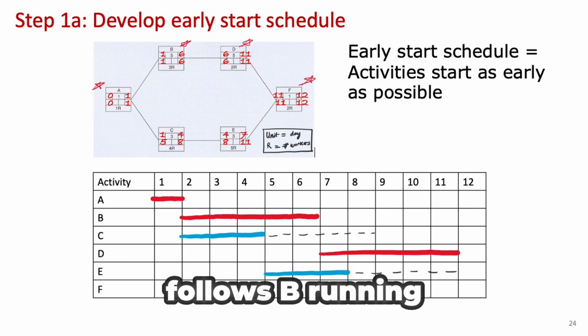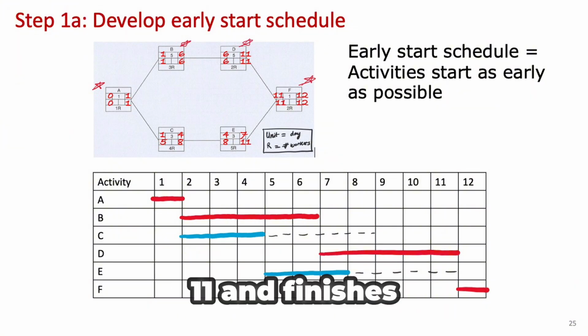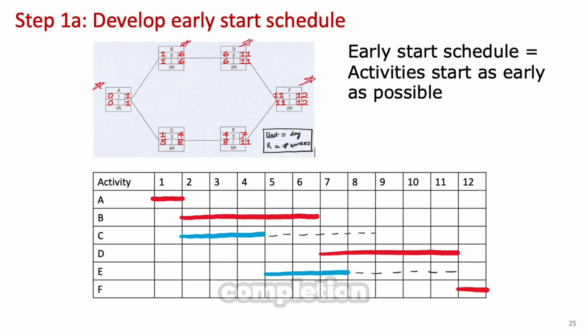Meanwhile, activity D follows B, running from day 6 to day 11. Because it's critical, we highlight it in red. Finally, activity F starts at day 11 and finishes at day 12, marking the project's completion. Since it is also critical, we keep it in red.